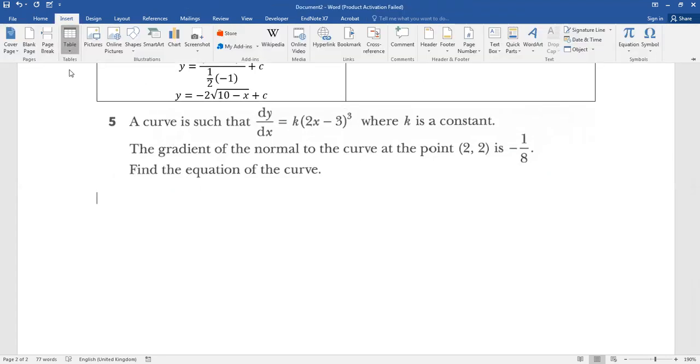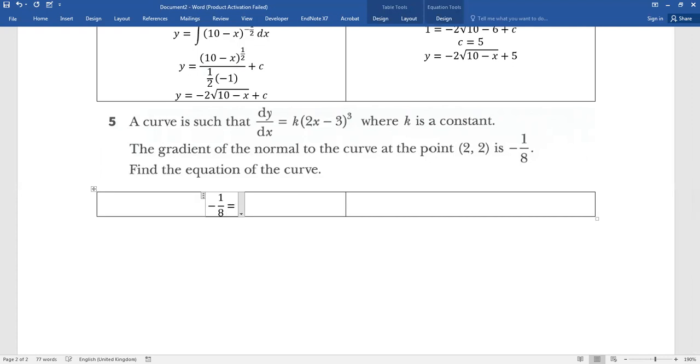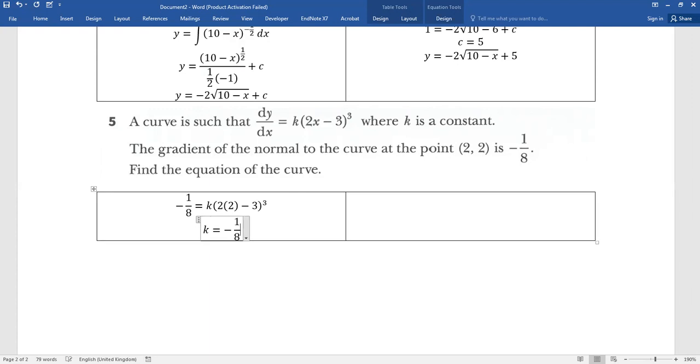So what did you do in this one? Firstly, you find the value of k by putting the value of x and the gradient. Very good. We plug in the value of the gradient in dy by dx, and the value of x in place of x. So what is the value of k that you got? So negative 1 upon 8. Negative 1 over 8. Okay.